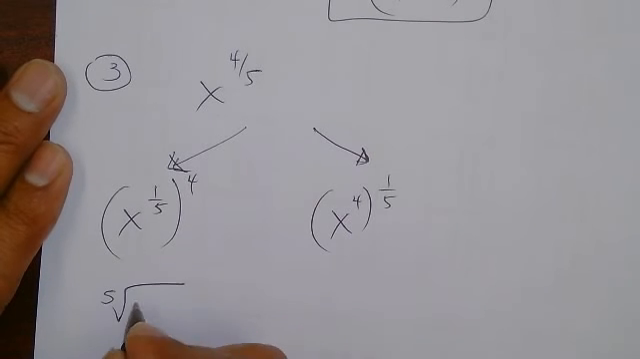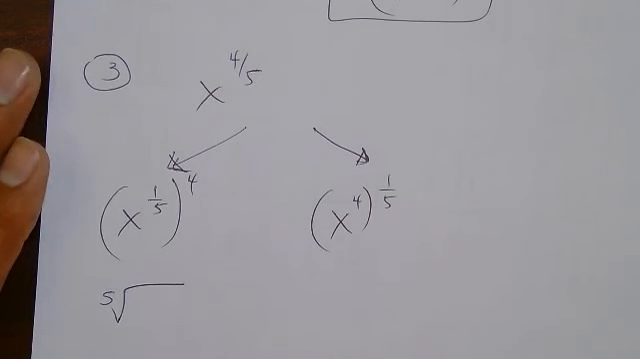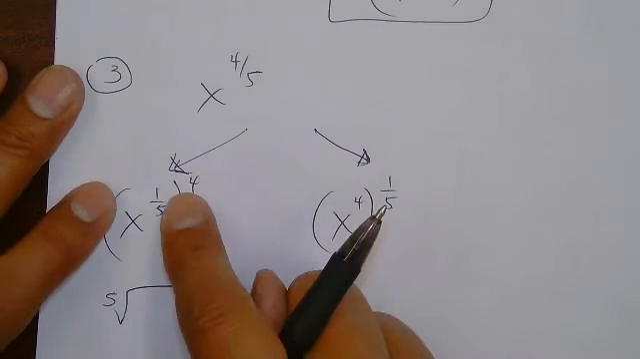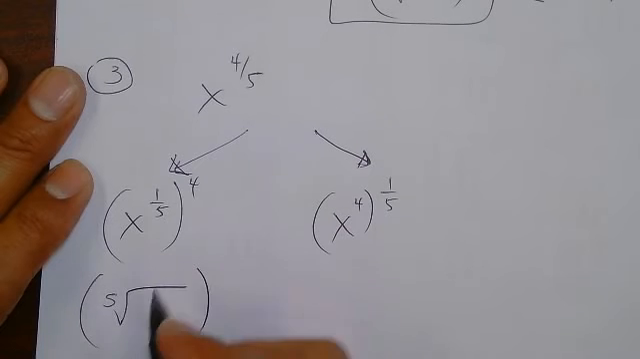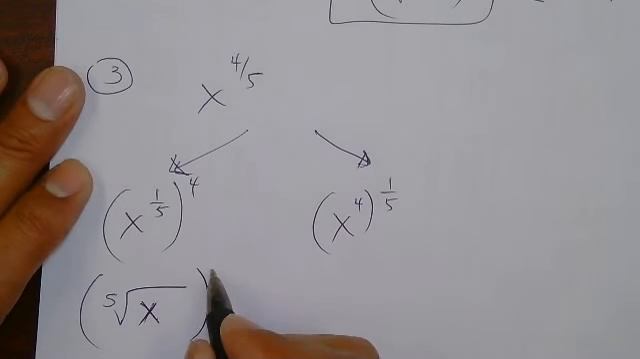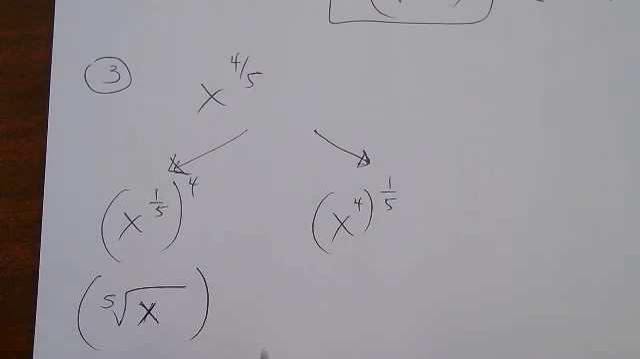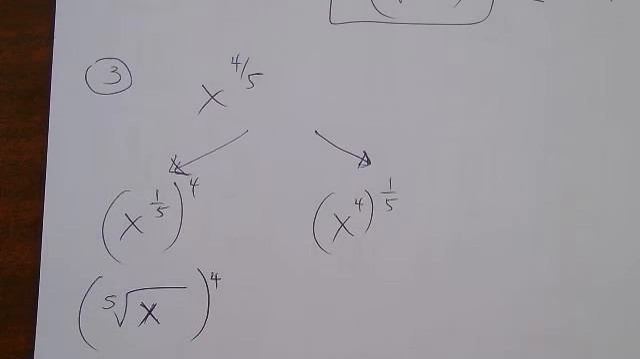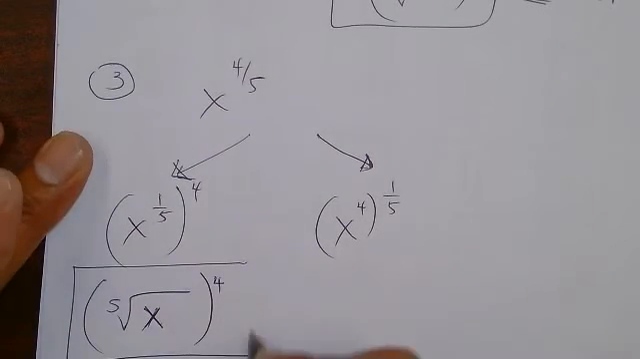Well, 1/5 is what? The 5th root. This part with the parentheses right here is the 5th root of what? X. And what stays outside? The 4. See, this is the other way. This is not the way that I showed you, but this is the way that the worksheet is showing the answers. I like it.